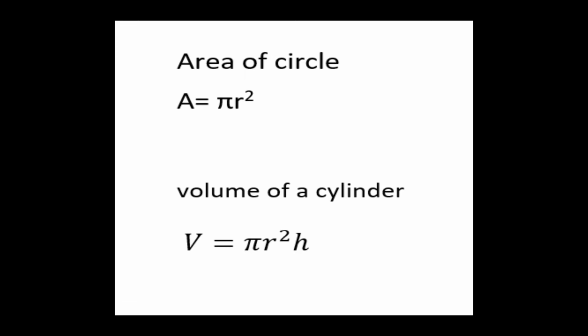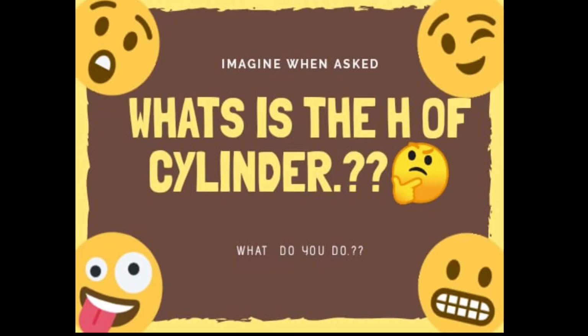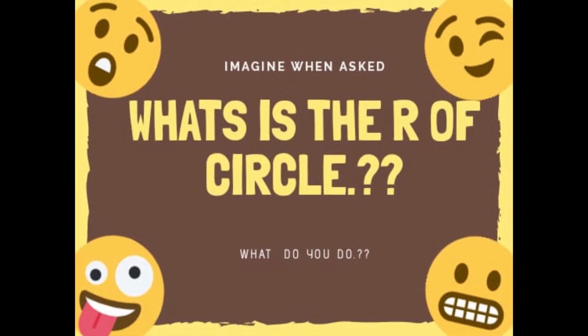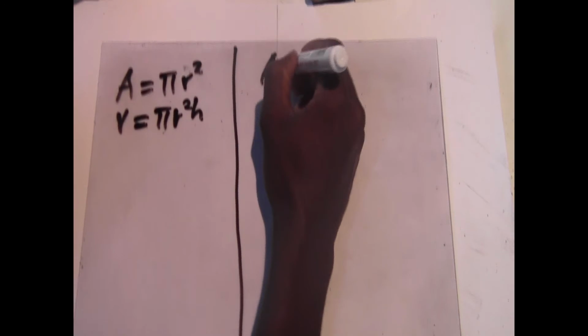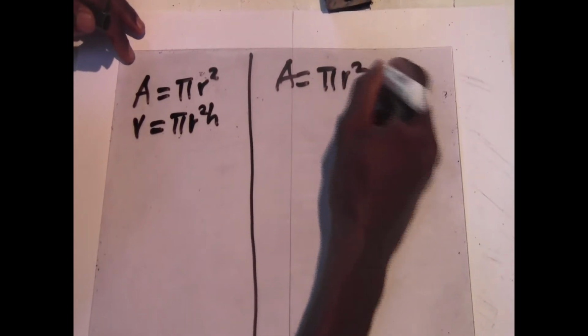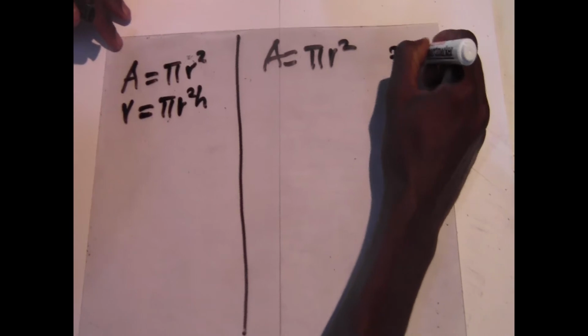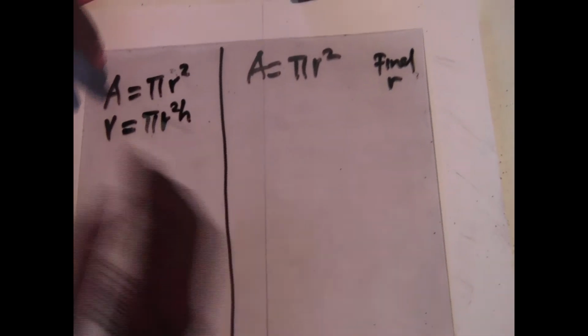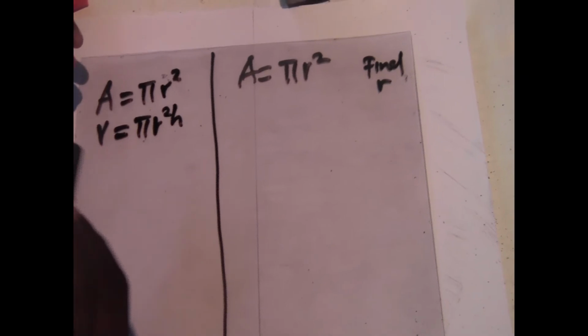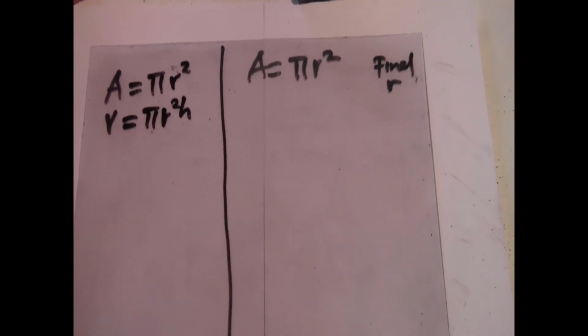So ask yourself, when you're asked to find the height of that cylinder, or when you're told to find the radius of that circle while you're given the area, what do you do? So that your work doesn't get messed up and isn't hard for you, we introduce change of subject of the formula. For example, the area of a circle is equal to pi r squared, and we're told to find the radius. So what you're going to do is make the radius the subject of that formula.